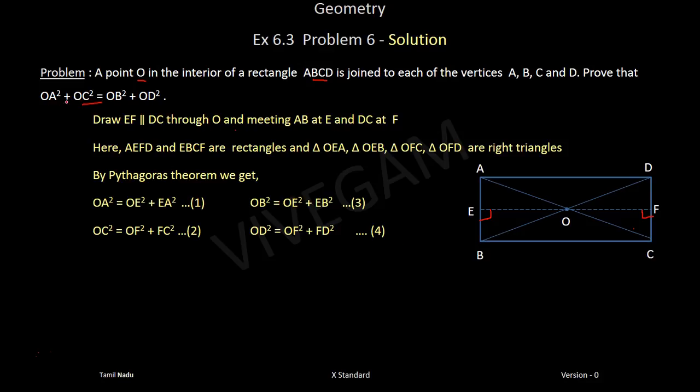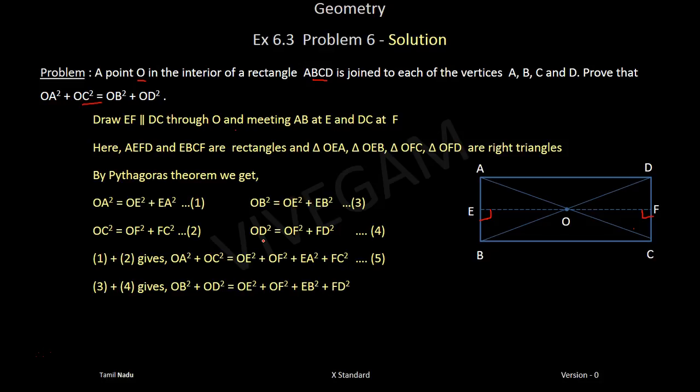Now we want to find OA square plus OC square. So add equation 1 and 2. Similarly, add equation 3 and 4 to get the right hand side of this equation. So when you add, OA square plus OC square will be equal to OE square plus OF square plus EA square plus FC square. That's what is written here. Now, next is OB square plus OD square, which will be equal to OE square plus OF square plus EB square plus FD square. So now you see both of them have the same OE square and OF square. So this portion is equal.